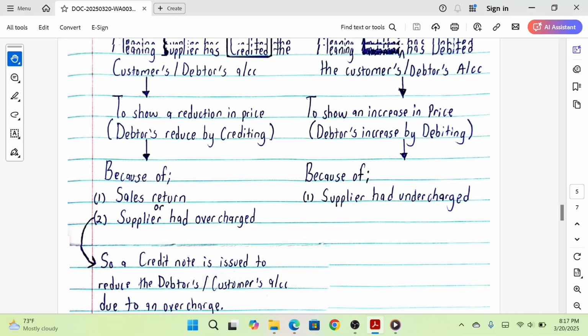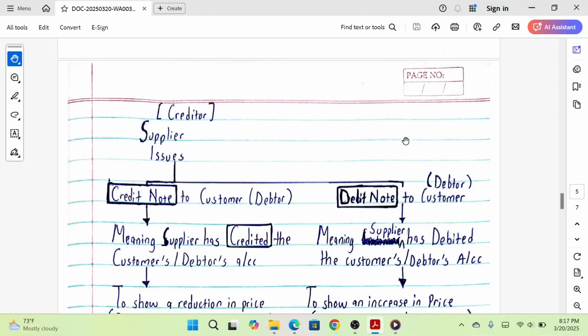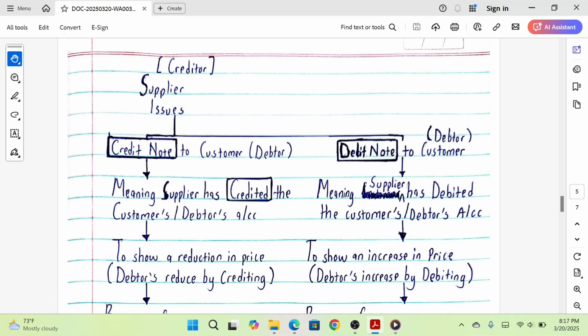Hope that's clear. Then, when does a supplier issue a debit note to a customer? Now, in case the supplier issues a debit note to a customer, this is what happens. This case scenario, it is for an undercharge. So, meaning that if the supplier had undercharged the customer, the supplier has to debit the customer's or the debtor's account to show that there's an increase in price. And you know from Alice, debtors are increased by debiting.